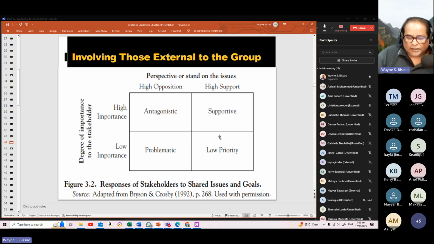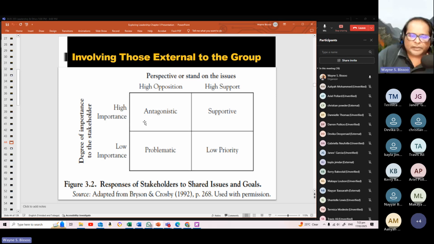We tend to always have to deal with those who are antagonistic and problematic, the gap being in terms of their stance on it. Antagonistic can be those that create the most amount of problems because they see the concept or the idea as being of high importance and they have a high level of opposition towards it.